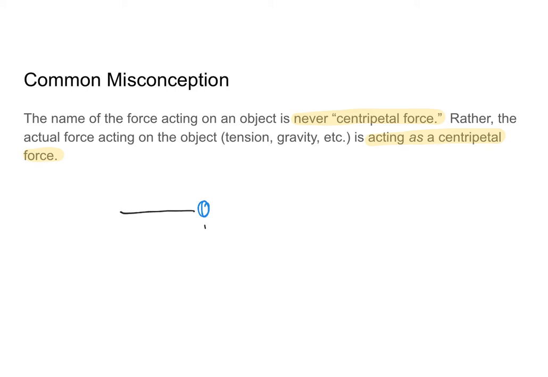So what that means is if I have a little ball on a string, and I'm swinging my ball around in a circular path, the force keeping my ball moving on that path is tension, right? It's that tension in that string, and that tension force is acting as a centripetal force. So I can use the centripetal force equation to find my tension because, again, my tension is my centripetal force. But the actual force that's causing the object to keep moving in the circle is tension.